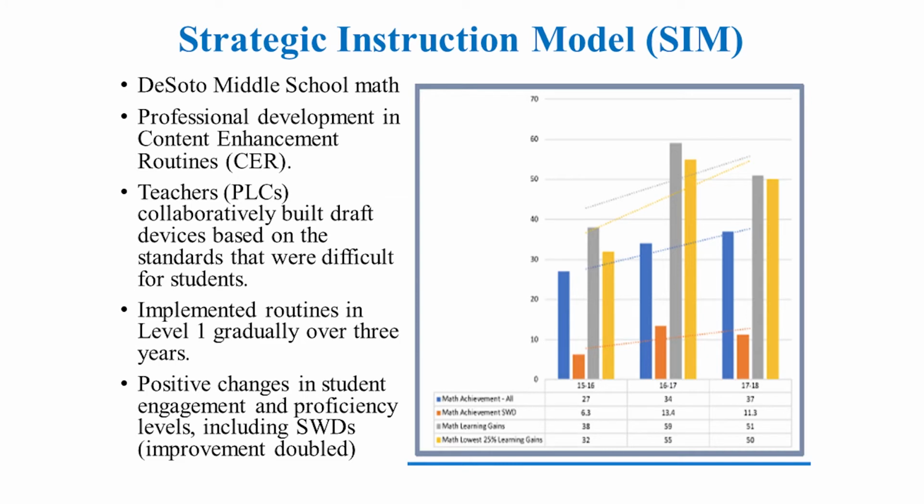This is, if you wish to look this up, the strategic instruction model. This is at one of our schools in Florida. Over time, the blue line is all kids. The orange is kids with disabilities. The gray is overall learning gains, and the yellow is learning gains for kids in the bottom 25th percentile.